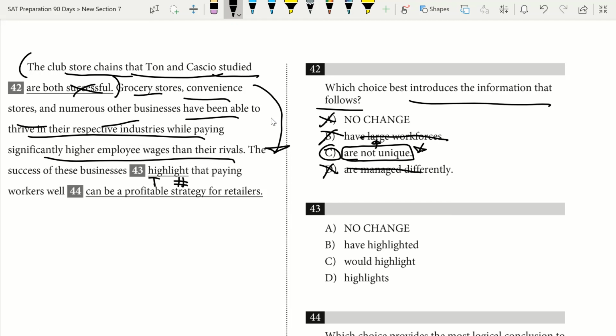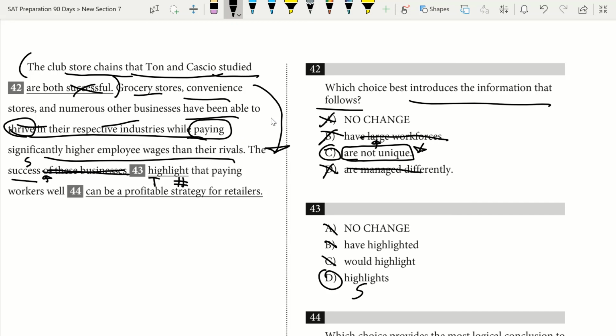So I know I'm dealing in the present tense because that's what I've been dealing with up here, right? We had paying, that's present tense, thrive, present tense, so I know I'm dealing in present tense. Next thing I want to look at is my number. So I have the highlight is referring to the success. Now of these businesses, we ignore that when determining number because that's a prepositional phrase. What indicates to me that's a prepositional phrase is the word of there. So I need to talk about the success, right? The success highlights that paying workers well. Okay, the success highlights that paying workers well. Success in this case is going to be singular, right? So then we have to have that singular verb highlights, singular and present tense, which is going to be option D, which is highlights for 43.